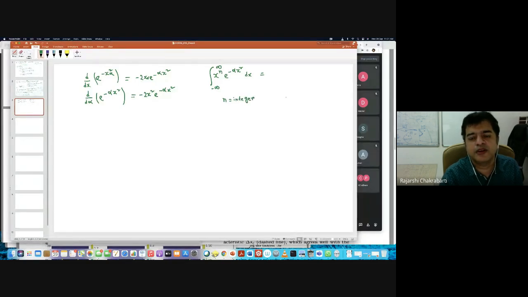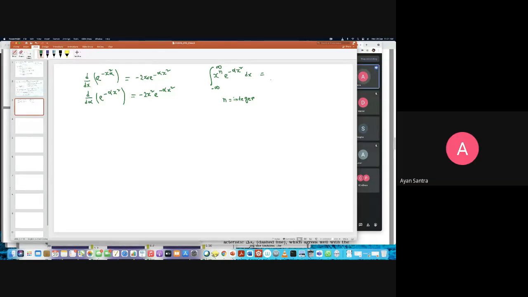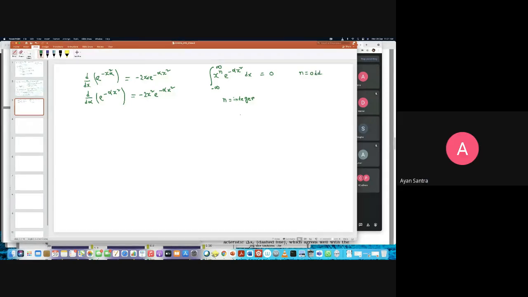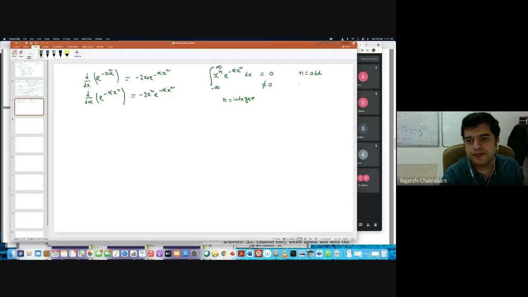Can anyone tell me what is the answer? So 1 upon n alpha. Something will be there, I am not going to write that down. But this is 0 if n is odd. Is this clear? This is an odd function, right, sir? And it is non-zero if n is even. So all the even moments, anything where n is an even integer, are non-zero, and you can calculate that.